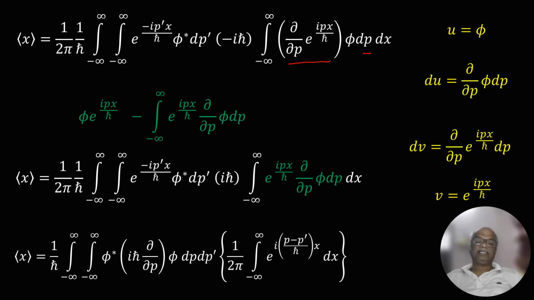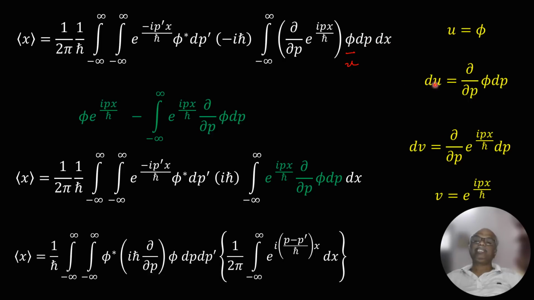Sorry, you take psi as u. This is u, so I have taken u as psi. Then what is du? Du in this case is a partial derivative. Psi depends on position and time, psi of p, x, t, and also we have to integrate with respect to p as well as x.